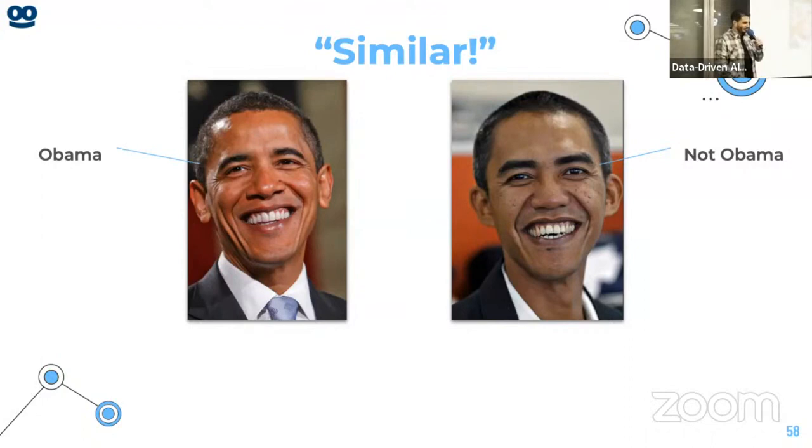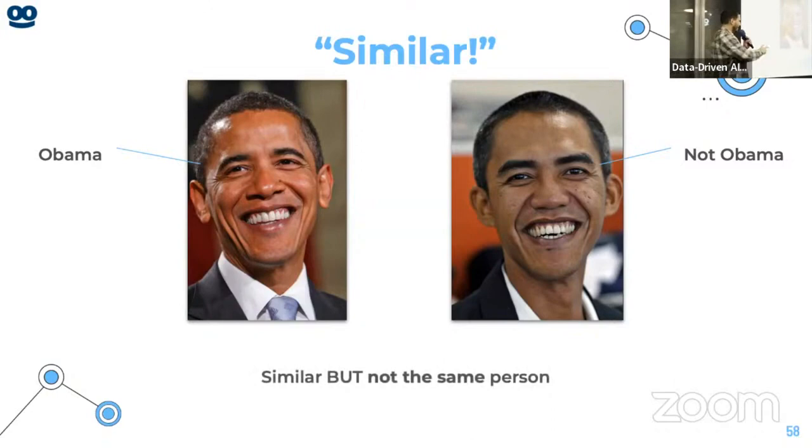So let's say someone used Barack Obama's picture and it got rejected because he's a celebrity, right? You cannot use a celebrity. And then a very similar image came along. The model said similar and we will automatically reject it. This is not the right decision. Even though the images are similar, it's not the same person. So the decision should be different. Example number one.